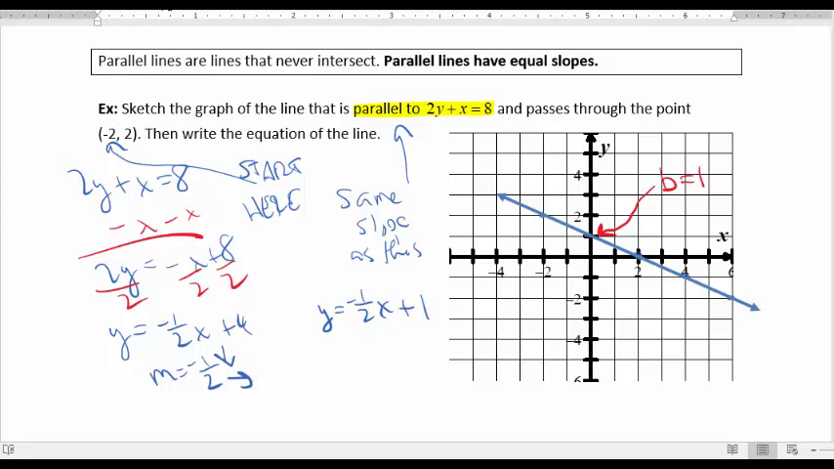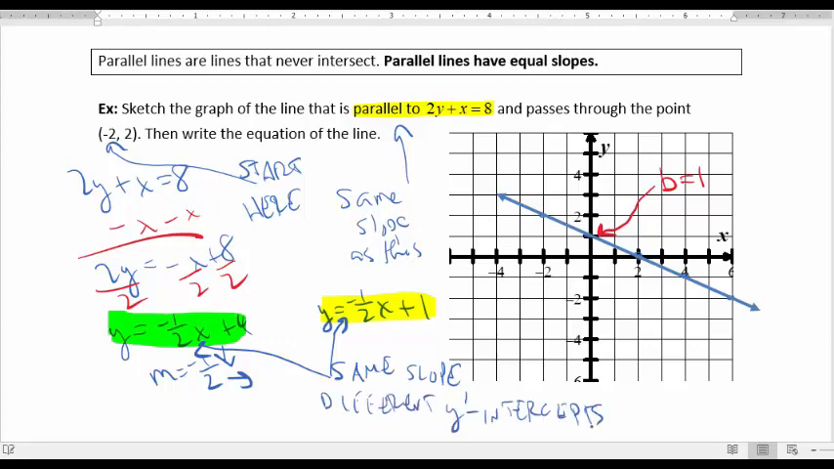And then you can see when you compare that line that we got the equation of with the original line, yes, it makes sense that they're parallel, right? Because they have the same slope but different y-intercepts, which means they're parallel.